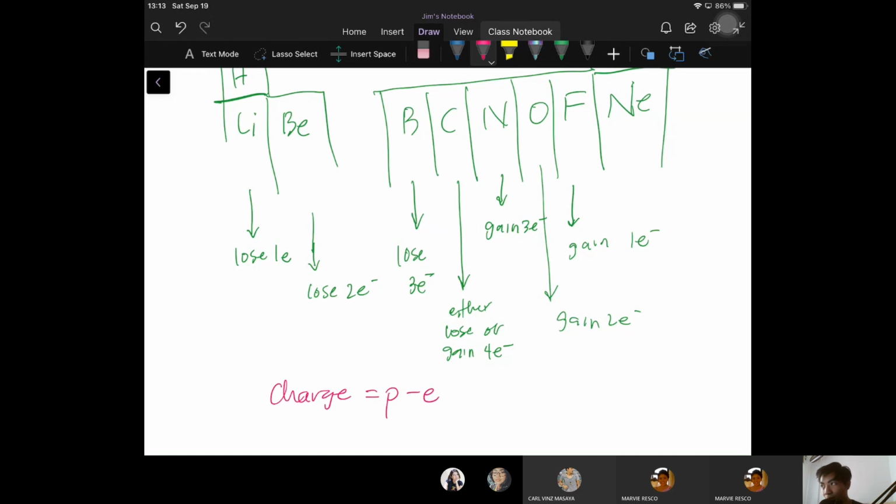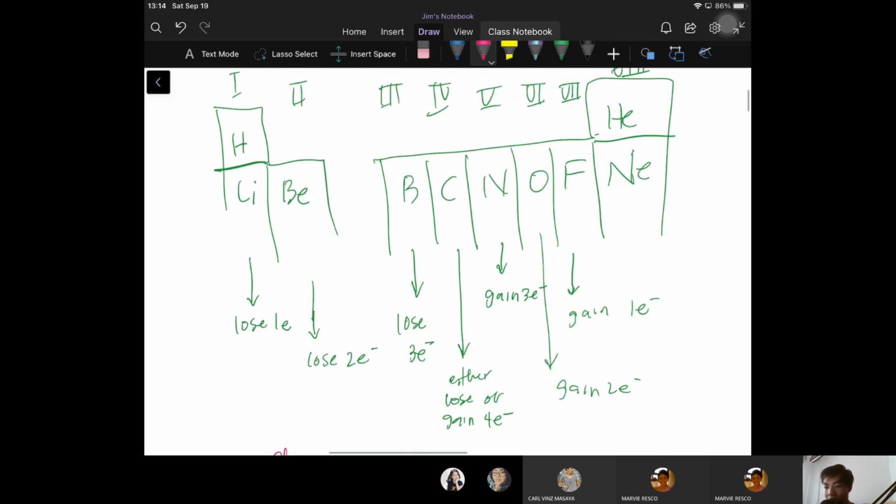Ang charge natin ay proton minus electron. Diba? So, ano mangyayari dyan? Pag equal yung proton and electron, meaning walang charge yung atom. Diba? Zero yung charge niya. Pero, diba, para maging stable sila, they have the option to lose electrons or to gain electrons.